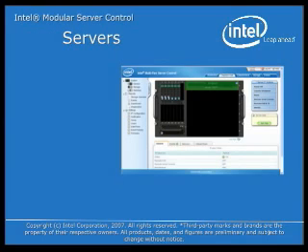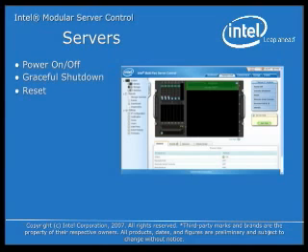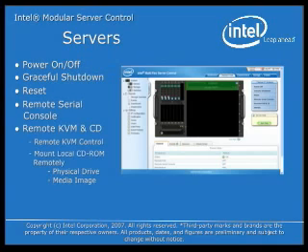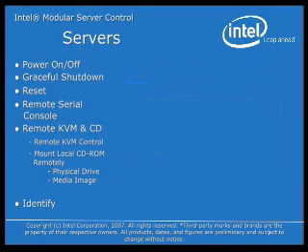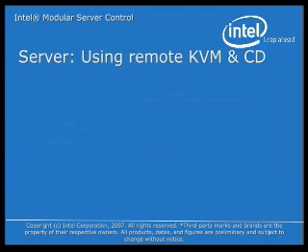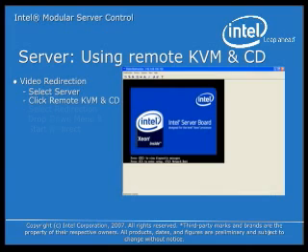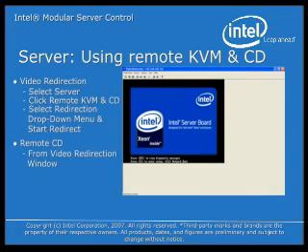Once there, you can see the server action options to the right of the screen. These options allow you to remote manage your servers, including power, graceful shutdown, reset, remote serial console, remote KVM and CD, including remote KVM control and mount a local CD-ROM remotely, and identify. If you choose Remote KVM from the server action options, it will open a video redirection menu. This menu allows you to select video redirection or remote CD control.